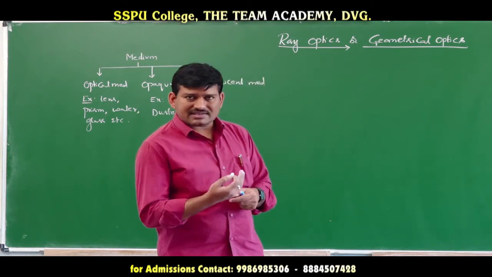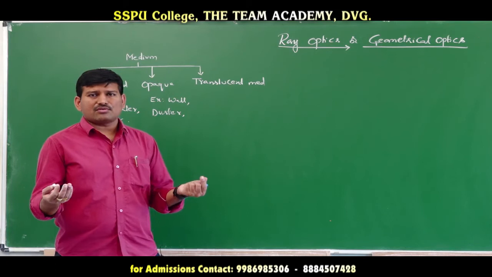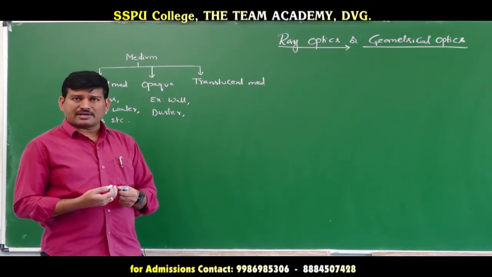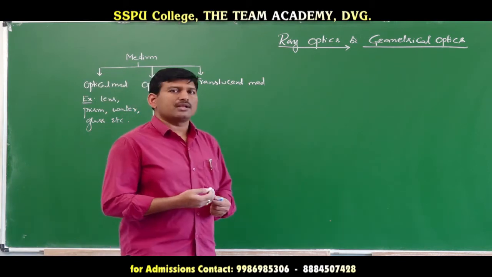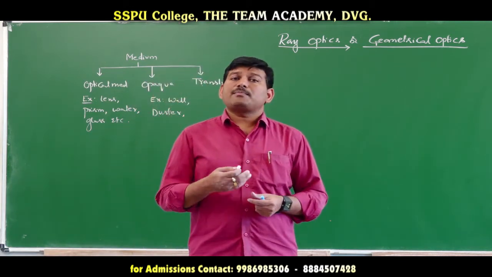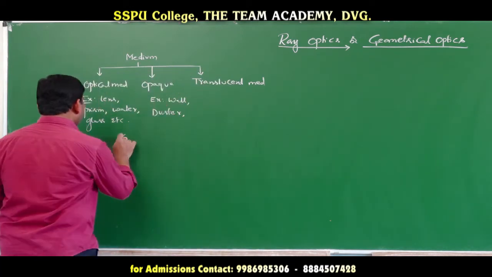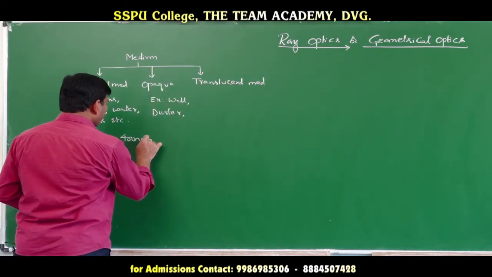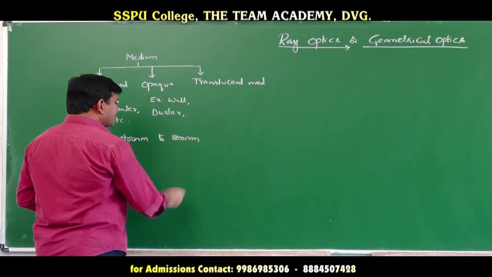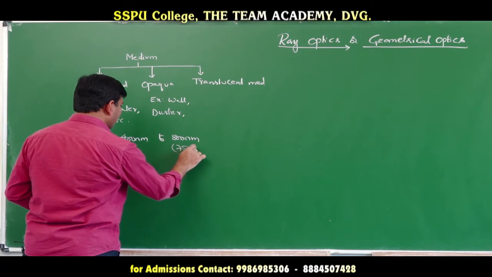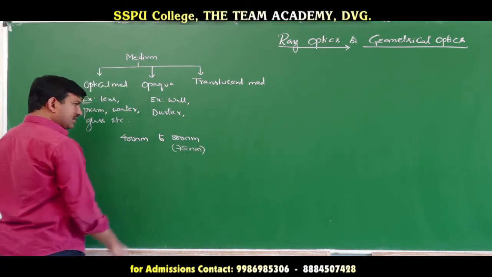The sizes of the lenses will be of the order of centimeters. The size of the prism is also of the order of centimeters. That centimeter size is very large compared with the wavelength of visible light, which is of the order of 10 power minus 7 meter, because visible light ranges from 400 nanometers to 800 nanometers roughly. In your NCERT textbook, they have given it as 750 nanometers.